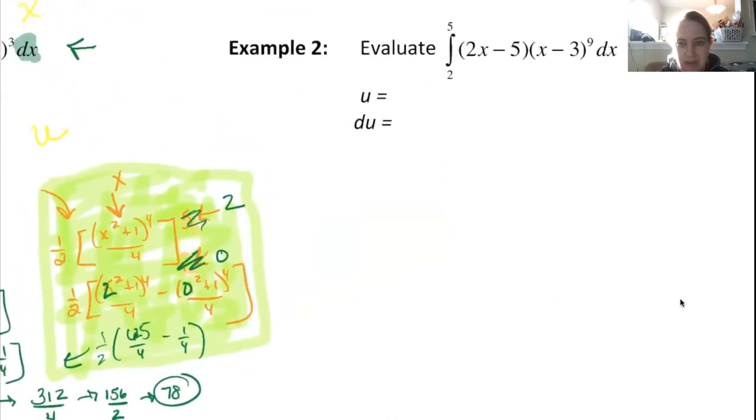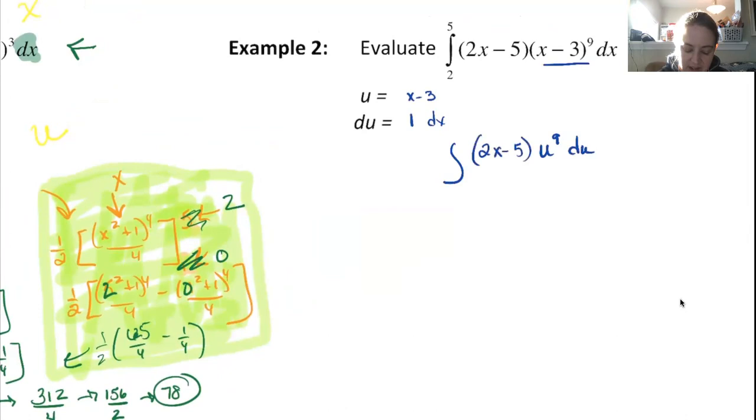What do you suppose u is? I've got 2 sets of parentheses. You want the one with the higher exponent, so it's x minus 3. So du is 1 dx. So when I go to rewrite this, I've got u to the 9th du. That's all happy and good. But then I have this 2x minus 5 sitting here, and I have boundaries. I have the exact situation I told you to avoid. I have u's and x's. It doesn't work. We have to solve this for x.